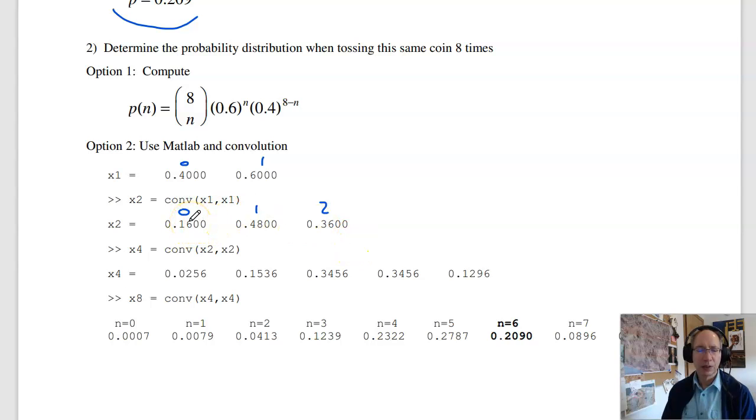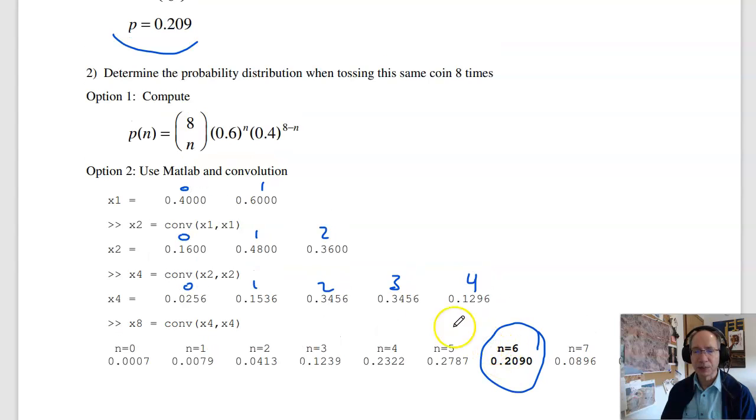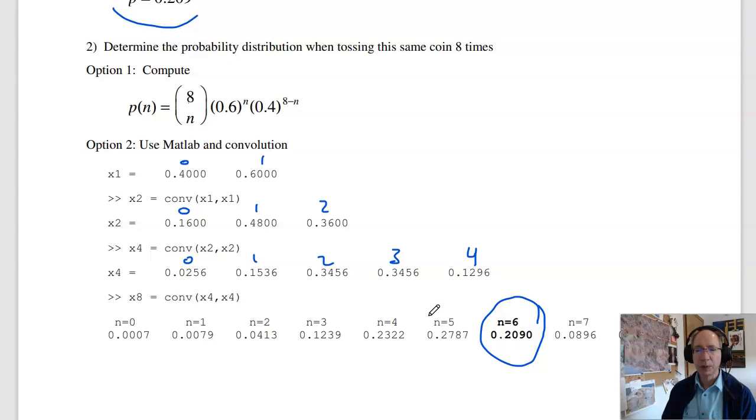Convolve 2 coin flips twice, I get 4 coin flips. So there's a chance of 0, 1, 2, 3, and 4 heads. And do 4 and 4, I get 0, 1, 2, 3, 4, 5, 6, 7, 8. And notice that this is the same as problem number 1. The second way of doing it.